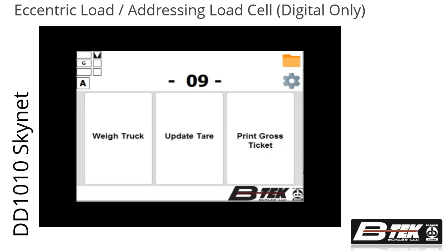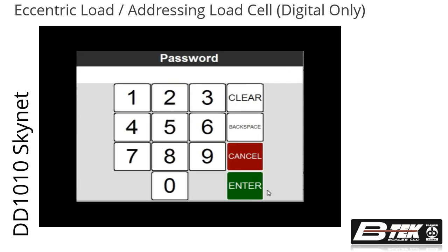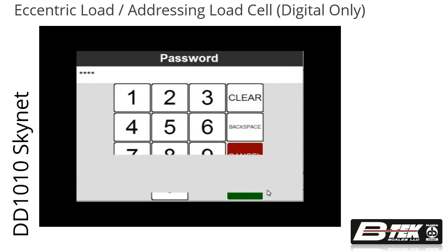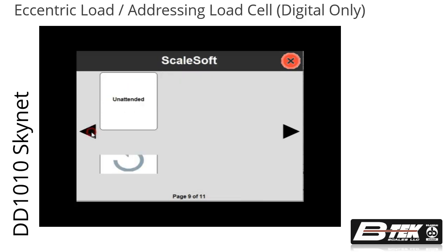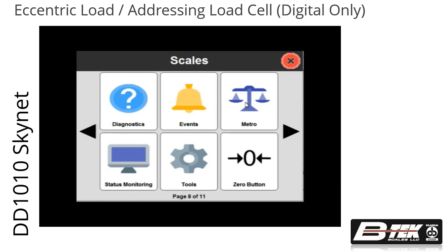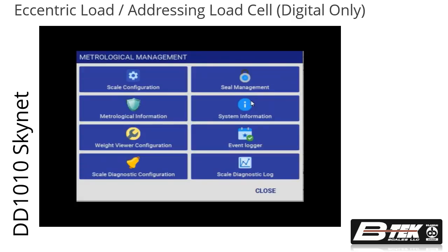To start, press and hold the B-TEK button. It will turn red. Then we can enter the technician's password. We're going to scroll to the left to the scales page. Then we're going to press Metro. Next is scale configuration.